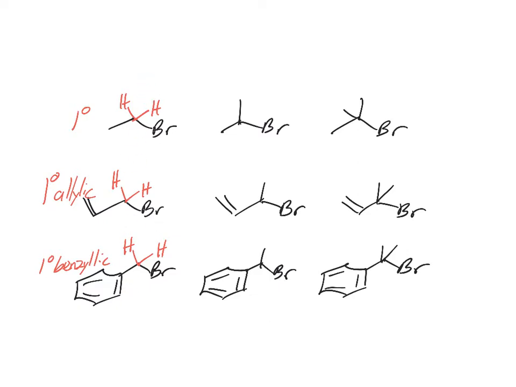These other ones, so what's a secondary? It would mean the carbon that's attached to the leaving group is only bonded to 1 hydrogen. So these would all be secondary. Of course, this would be secondary and allylic, secondary benzylic.